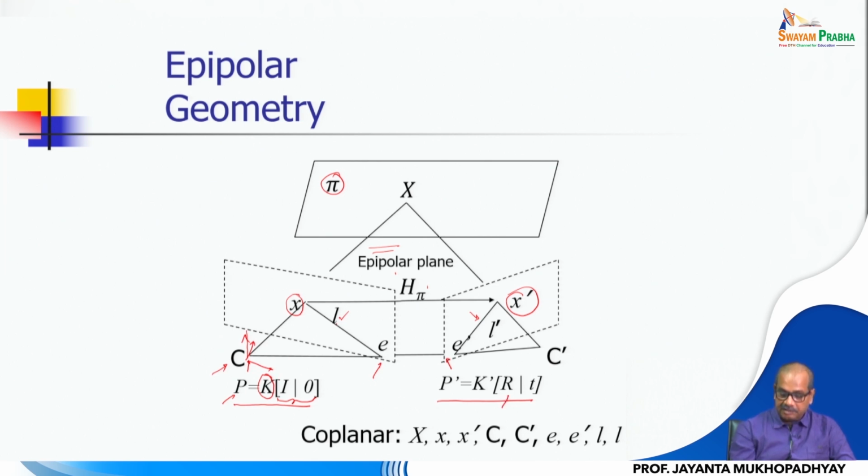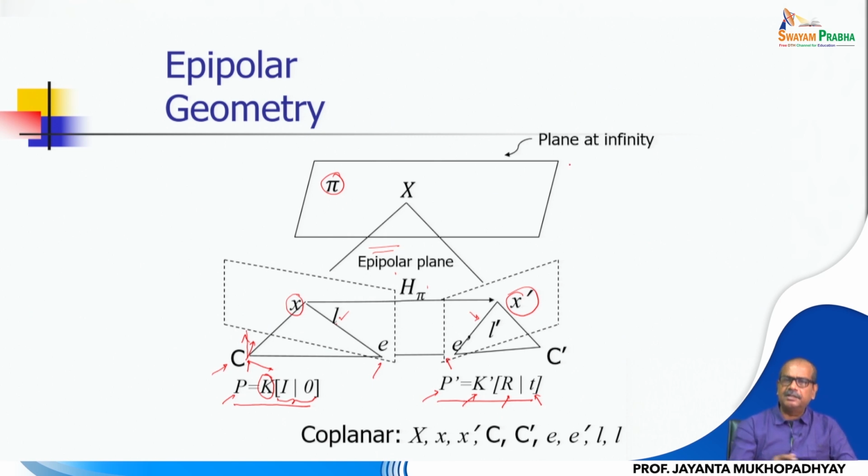There is a rotation and then there is a translation parameter, and this camera also has its own camera calibration matrix. They need not be the same. So this is the projection matrix of the second camera. So what I can say is that I can write, using this, the relationship between the scene point and these two corresponding points.